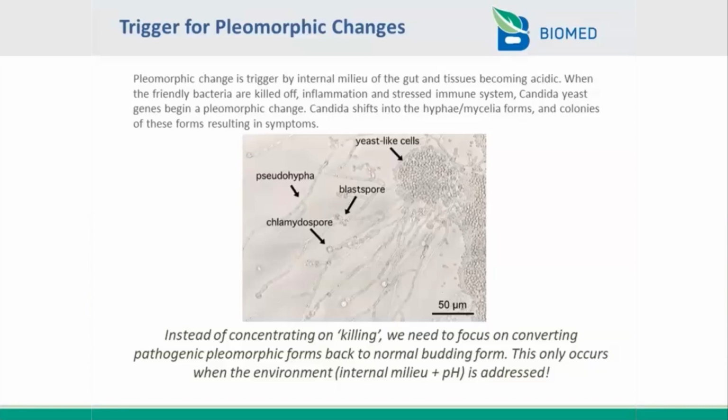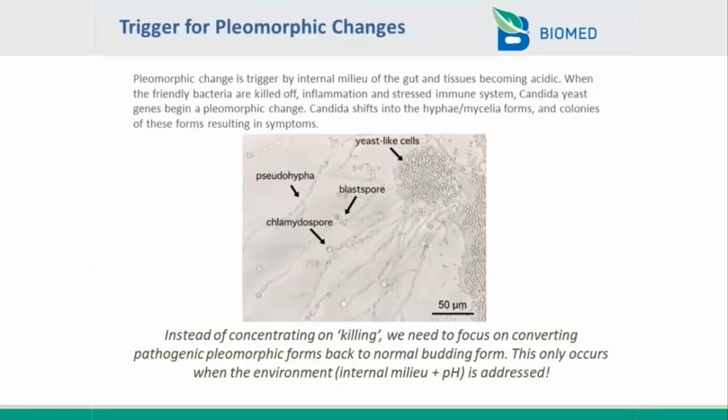So the point coming back, of course, because we're talking from the biological medicine perspective, is that instead of concentrating on killing the Candida, and that's usually what most treatments and therapies are trying to do, kill the mycelial form, we can't just do that. We need to focus on converting the pathogenic pleomorphic forms back into their normal budding form, and we do have a solution and an ability to do that from Biomed with one of our Sanum remedies.